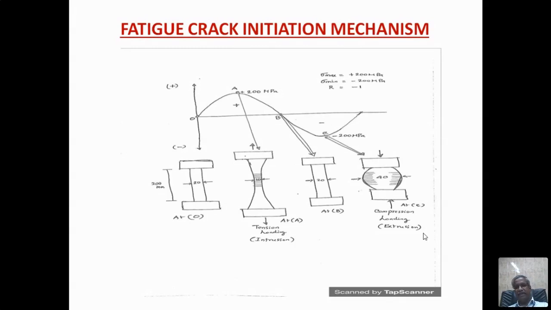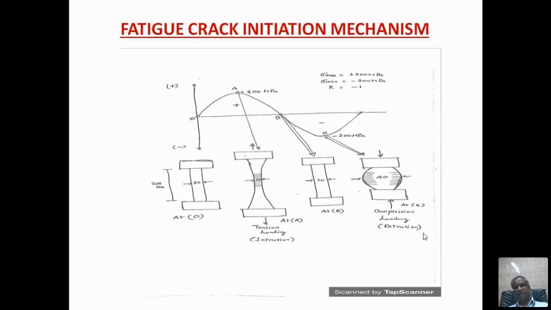The stress increases from O to A. When the stress cycle reaches A, that is 200 megapascal, the specimen will elongate because we are applying a tensile stress. Tensile stress means a pulling stress. When you pull the specimen, it elongates, and the diameter reduces. You see the diameter reduced from 20 mm to 10 mm, and at the same time the length increased from 200 mm to some 250 mm. This is for understanding. When you apply a tensile load, the specimen deforms elastically: the length increases and the diameter decreases. That is at point A.